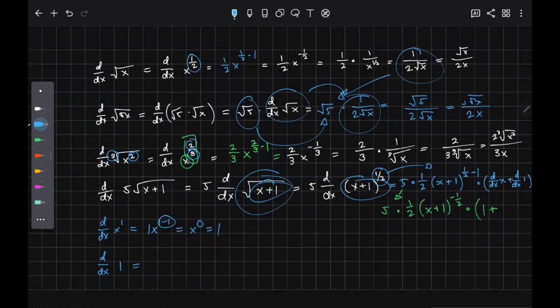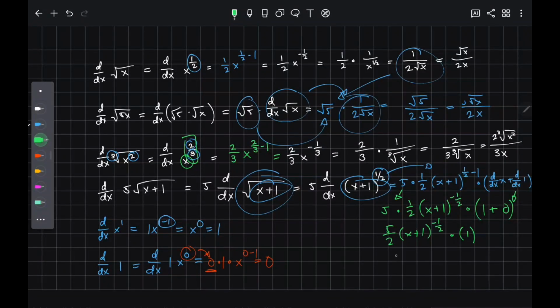So let's prove that with power rule. The derivative of 1 is simply 1 times x raised to 0. So you copy 0. 0 times 1 times x raised to 0 minus 1. So since you have a factor 0, that all equates to 0. Therefore, the derivative of 1 is 0. So let's simplify this. That's 5 times 1/2, 5 halves, times x plus 1 raised to negative 1/2, times 1 plus 0 is 1.